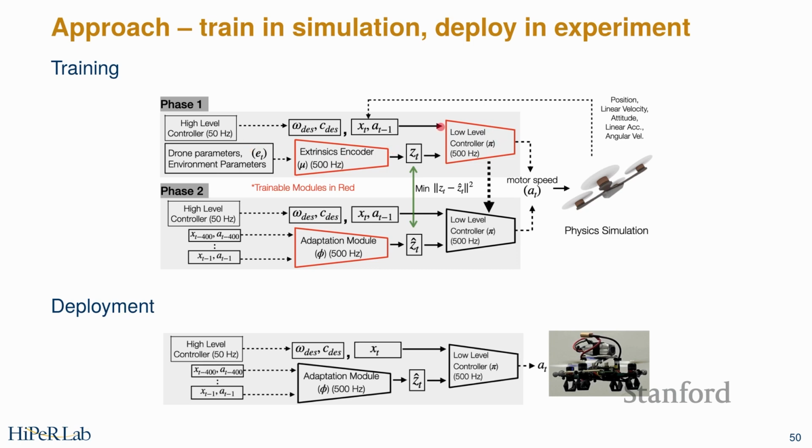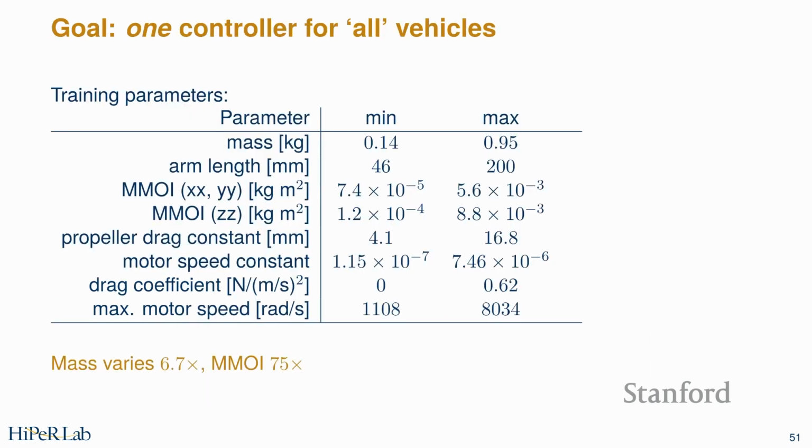In the second phase, we freeze the low-level controller, and we just learn an adaptation module that now has access only to the sensor and commands from the system. So, something that you can actually causally implement. Then you learn this to generate extrinsics, which make the system work well, and then you deploy these statically in experiment. When we train this over a fairly broad range.